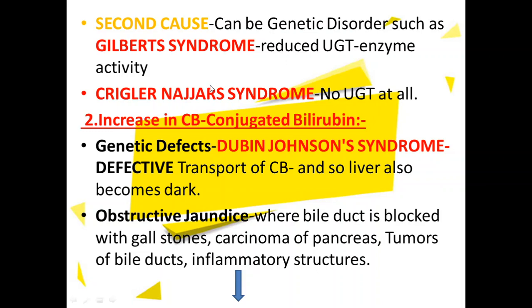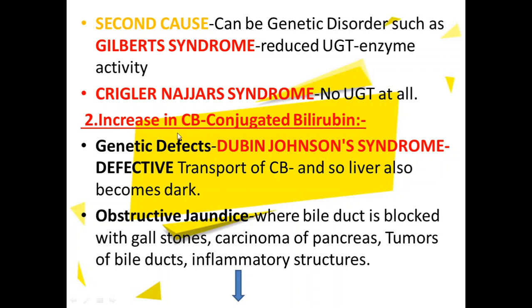Similarly, Crigler-Najjar syndrome. This is also a genetic syndrome where the people are seen with complete absence of this enzyme which is converting unconjugated bilirubin into conjugated form. Second cause, genetic disorder. Okay. So these are probable reasons where unconjugated bilirubin level is increasing.